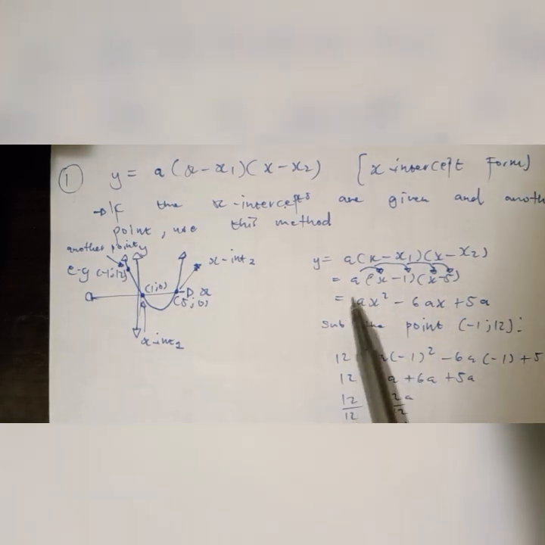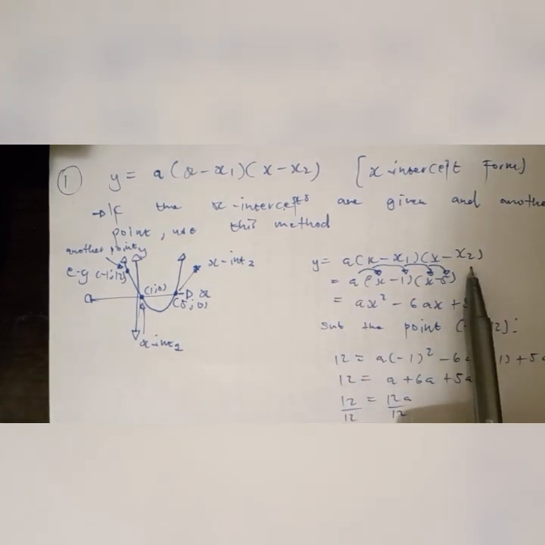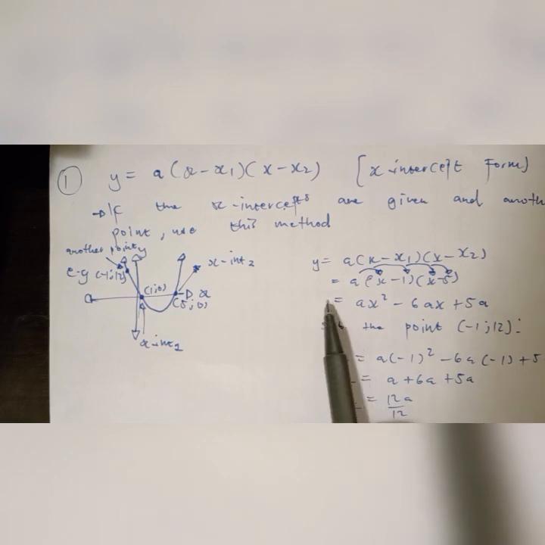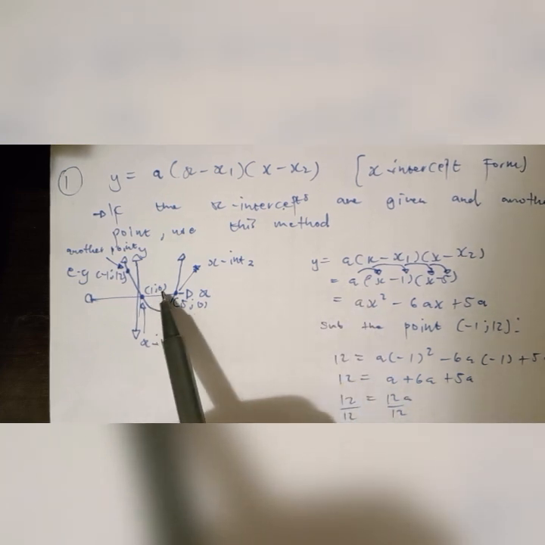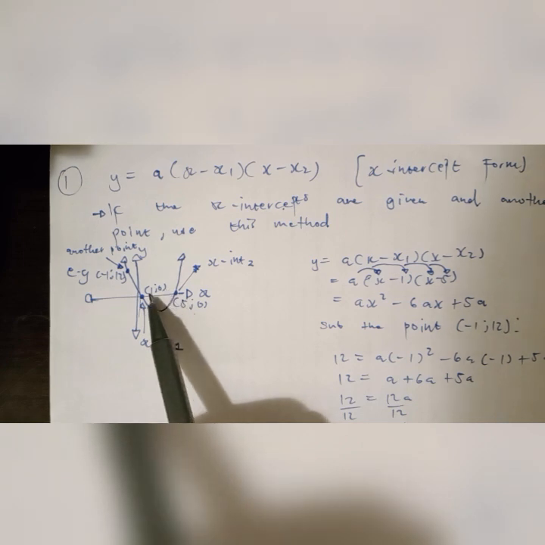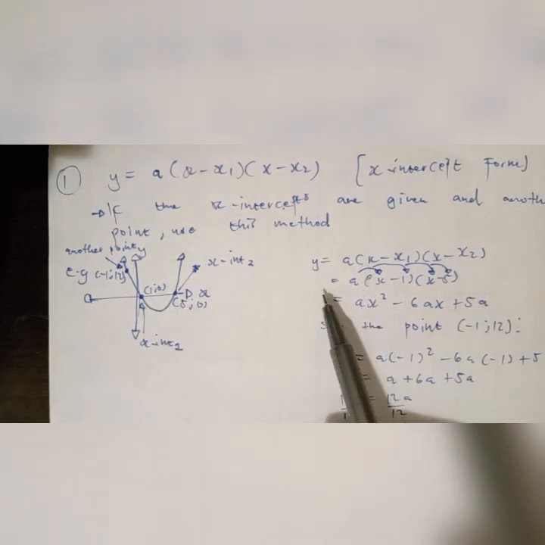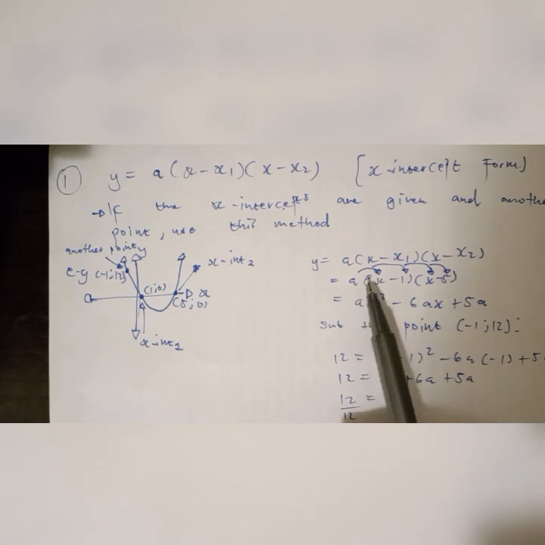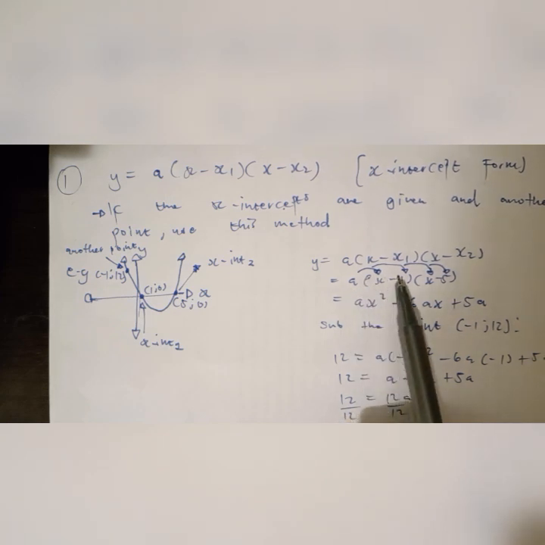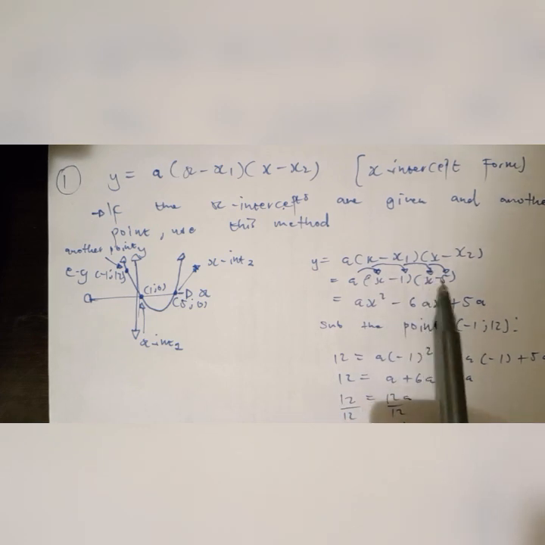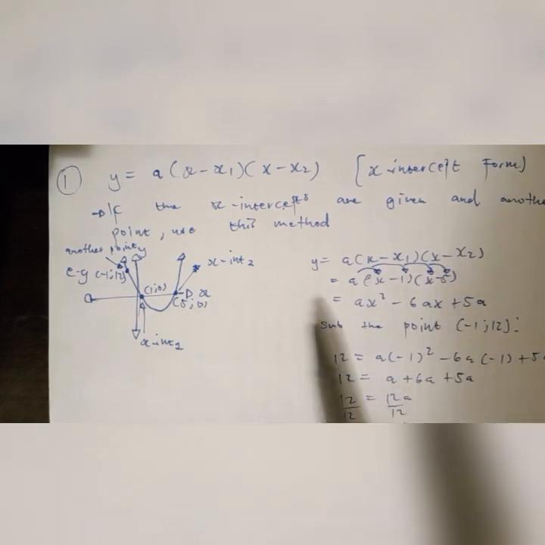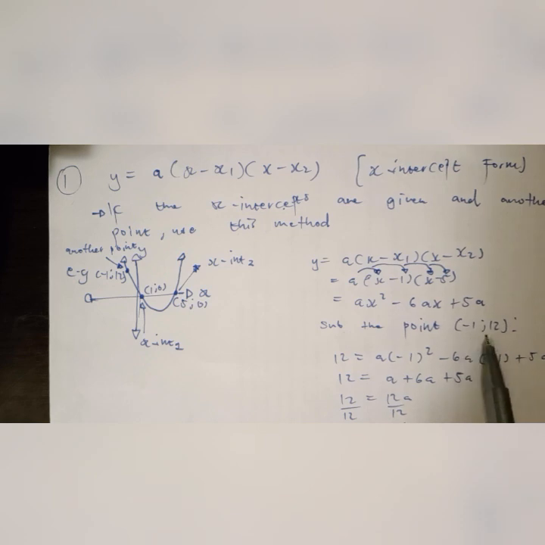So first things first, you write your formula there. Then you sub your x-intercepts. Your x-intercept, you only take the x, not the y. So y is equal to a times x minus 1, this one over here, bracket x minus 5, this 5 over there. And then we sub the point -1:12 into this equation.